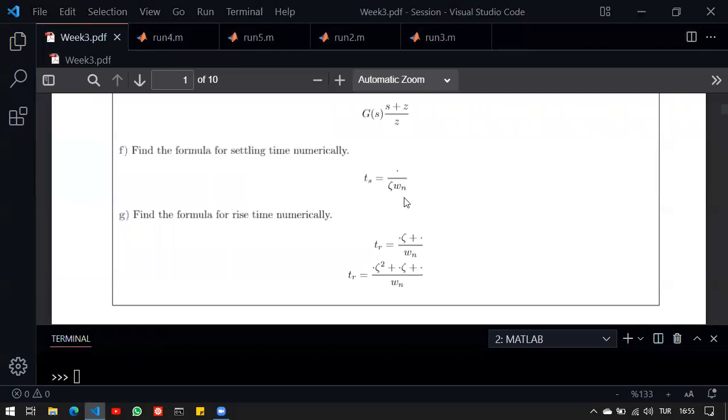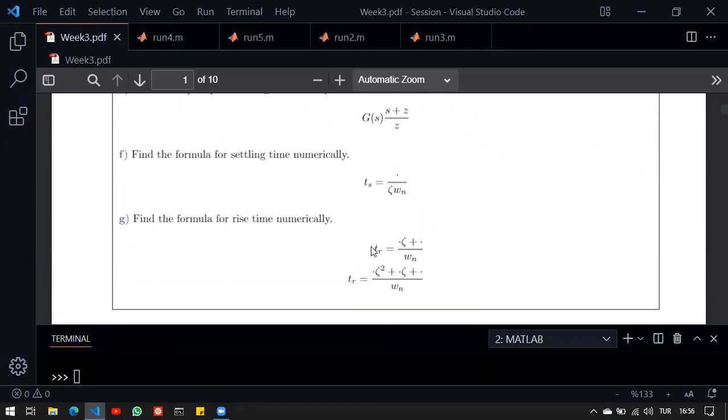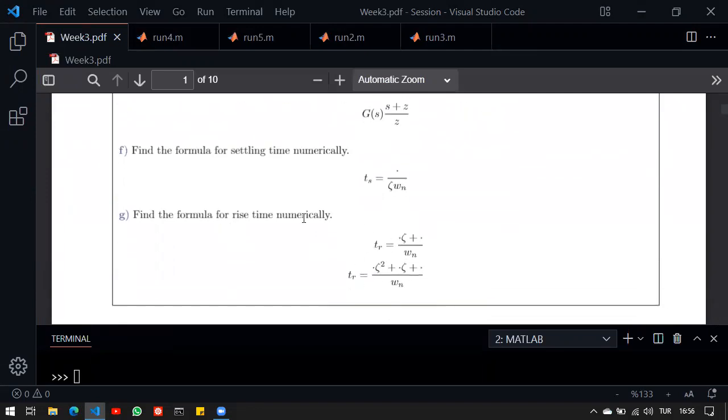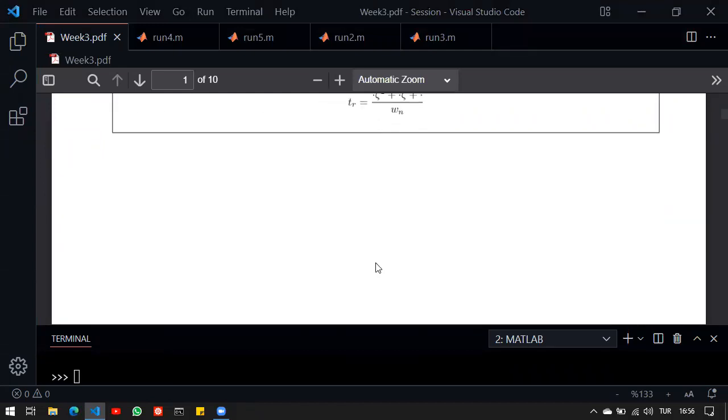So why not change both zeta and omega n in an interval and look for all the settling times and then try to come up with this formula or the coefficient of this formula. So it's possible, and we will see how. And the same applies for the rise time. We again have some rise time formula. Can we obtain the coefficients of this, or can we model the rise time of systems with this formula?